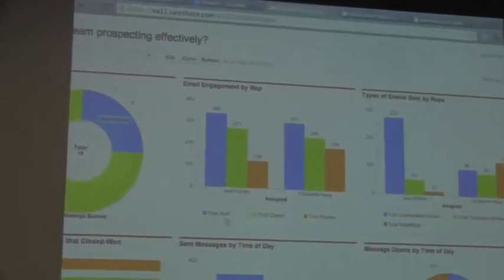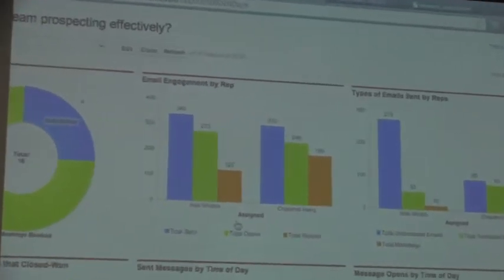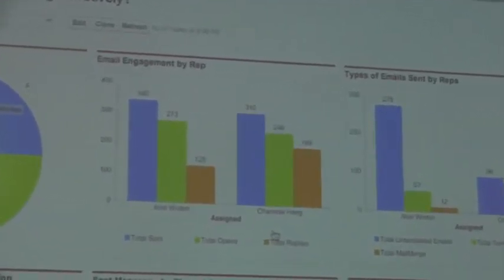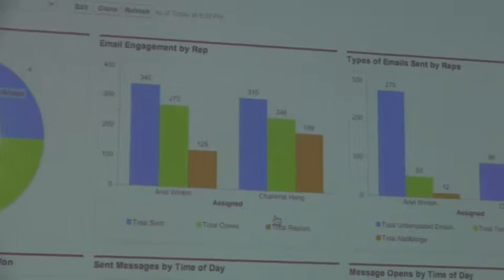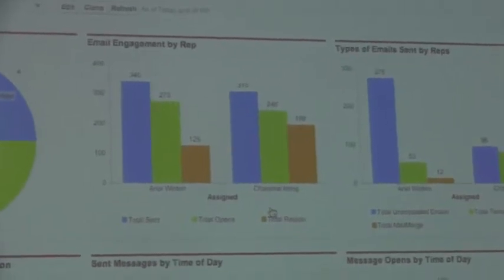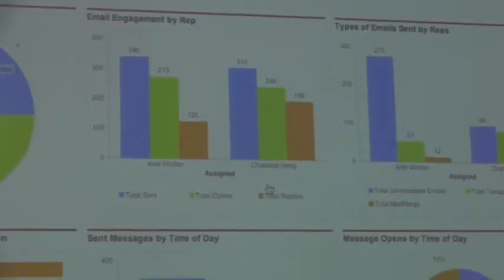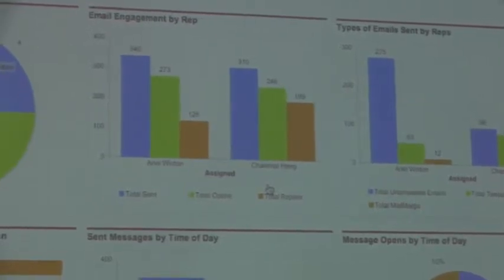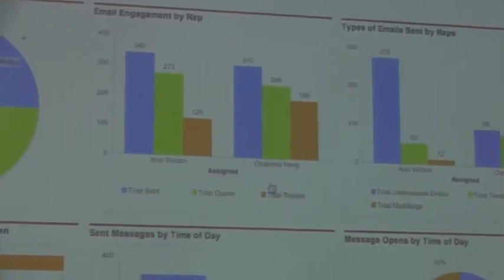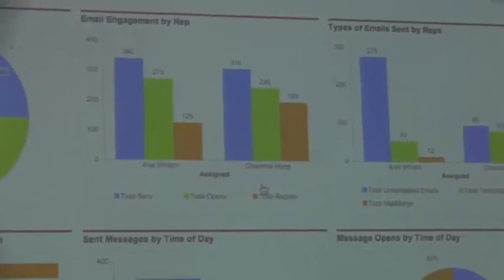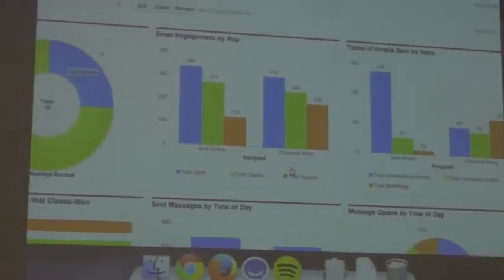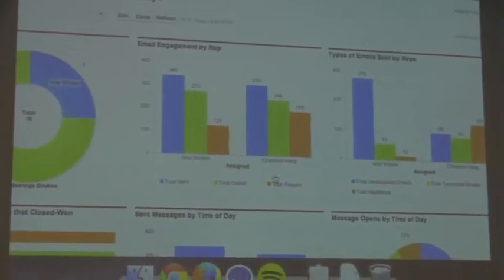We're going to break this down into how many emails they're sending, how many emails are being opened, and how many replies they're receiving. So if we look at this chart specifically, we can see that Channa and Ariel are sending about the same number of emails. They're being opened about the same amount, but Channa has a substantially higher reply rate. That means that the content of her message is a lot more effective than the content of Ariel's, and the sales manager might want to go to Channa and say, what are you using, what are you sending out, let's standardize it.